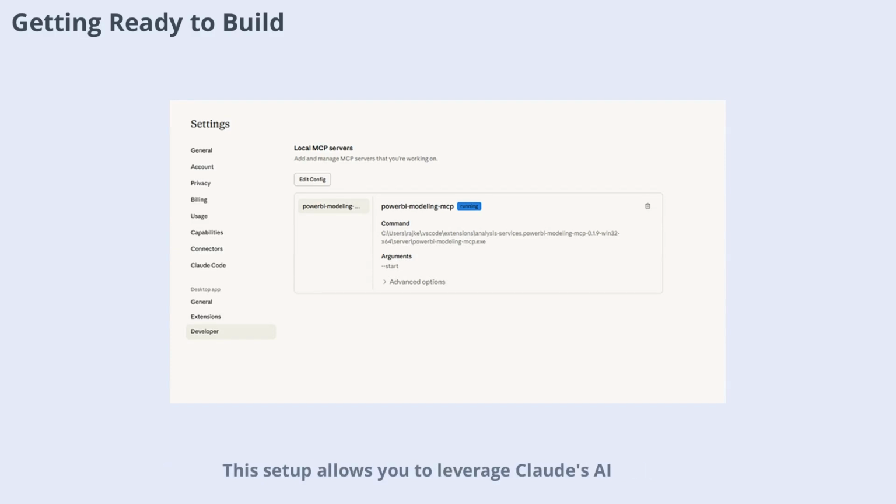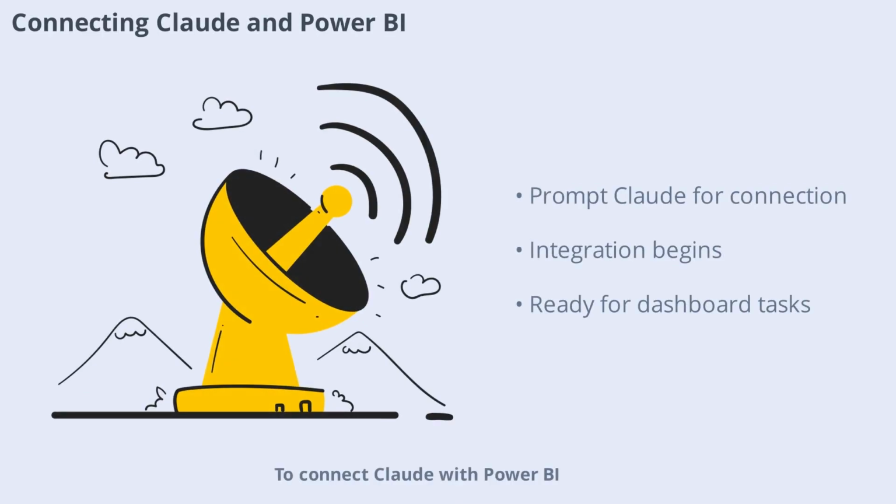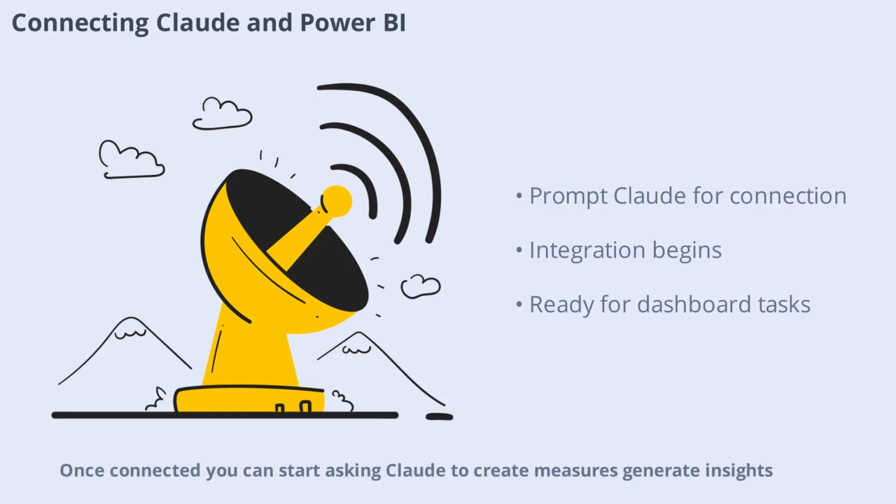This setup allows you to leverage Claude's AI to automate much of the dashboard creation process, making it accessible even if you're new to BI tools. Connect Claude with Power BI. Simply prompt Claude with "Connect with Power BI Desktop." This command initiates the integration, allowing Claude to interact directly with your Power BI environment. Once connected, you can start asking Claude to create measures, generate insights, or even design visual elements for your dashboard. The process is intuitive and saves a significant amount of time.